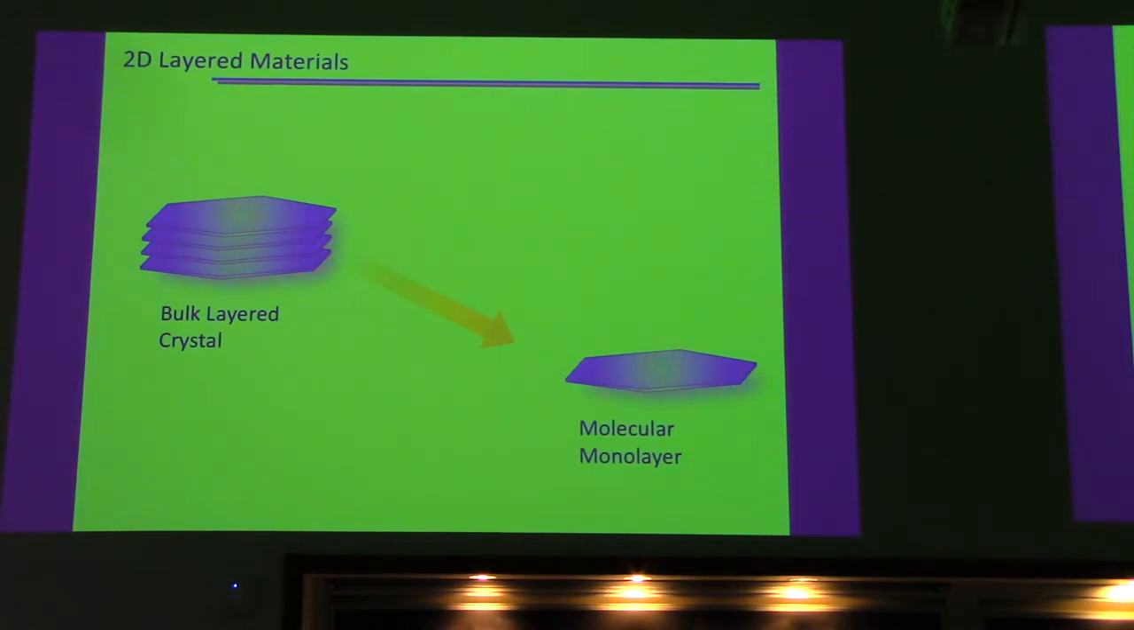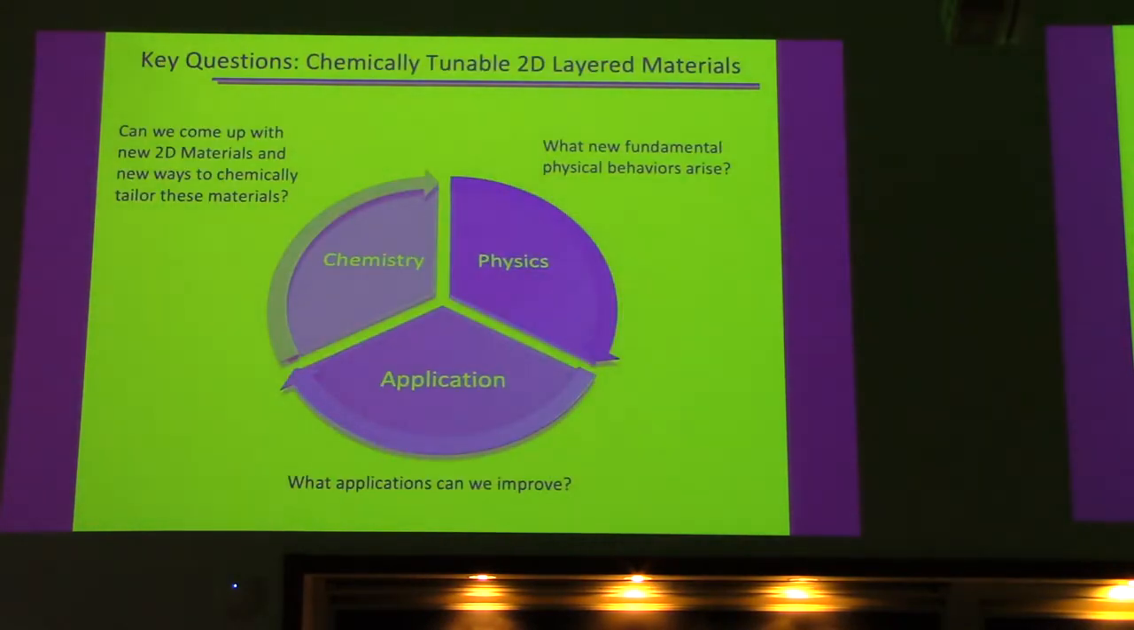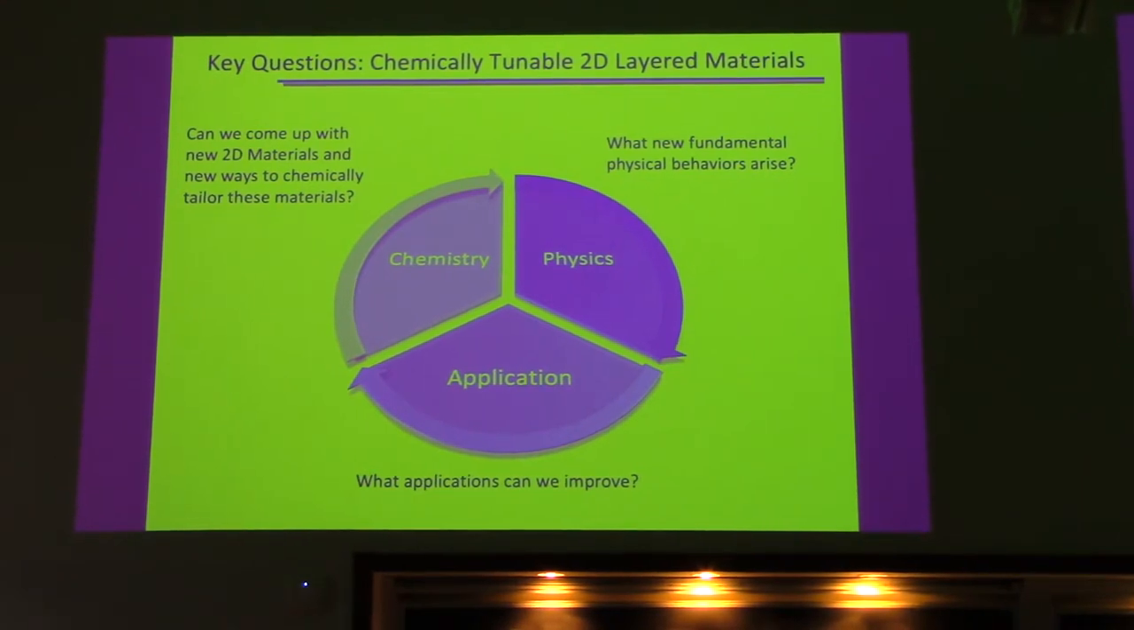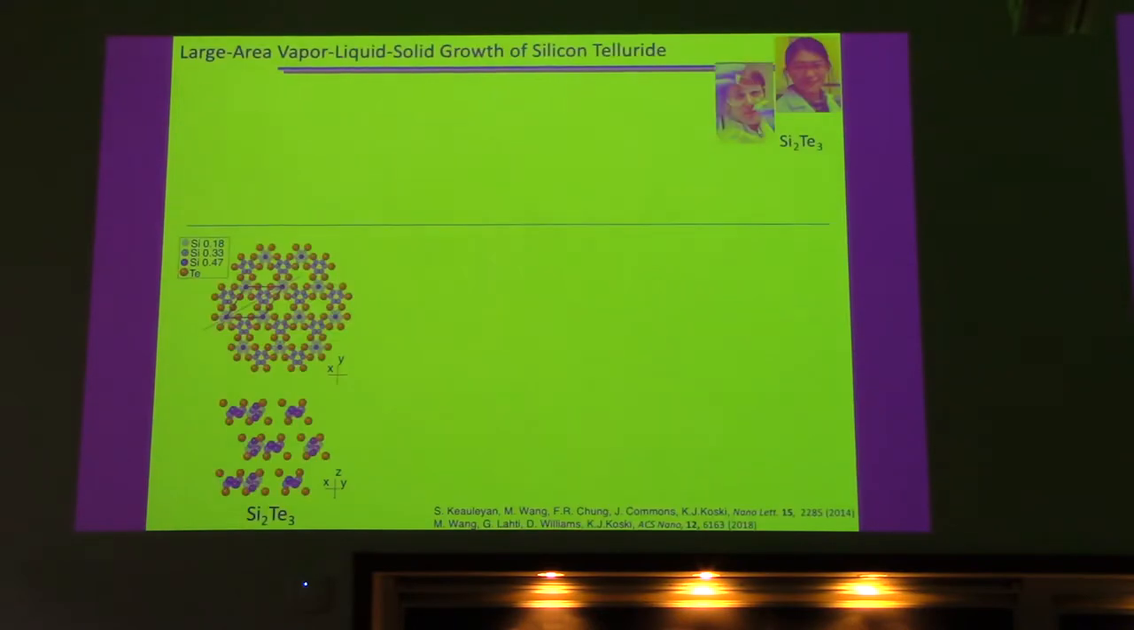Today now we can take these layered materials, graphite, bentonite in fact, all of them, and we can slough off the layers using scotch tape and we can get a single molecular monolayer. Which of course ended up on the path to receiving a Nobel Prize, and of course has changed a lot of technology and is changing science. So my group in particular, we have three different questions. Can we come up with new 2D materials, and can we come up with ways to chemically tune these 2D materials? What new fundamental physical behaviors can we create through chemically tuning these two-dimensional materials, and what applications can we improve?